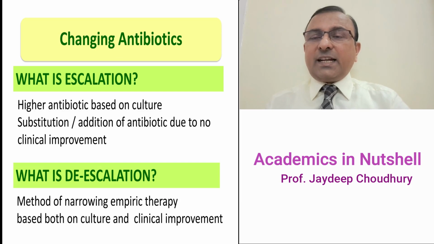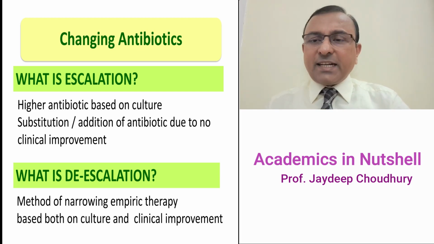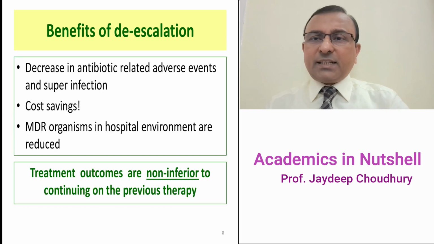Sometimes we need to change the antibiotics. One is escalation, where we have to go for a higher antibiotic based on culture. It may be either substitution or addition of an antibiotic. The other is de-escalation, which is a method of narrowing the empiric therapy. There are definitely some benefits of de-escalation. It decreases the antibiotic related adverse effects, it's cost saving, and MDR organisms in the hospital environment are also reduced. And it has been found that de-escalation outcomes are non-inferior to continuing the previous therapy.